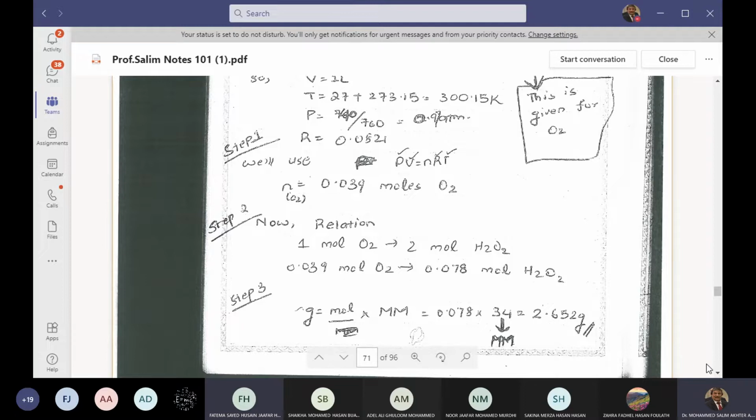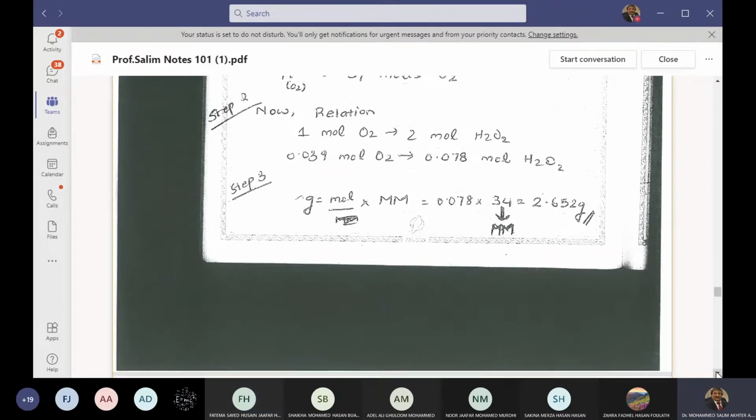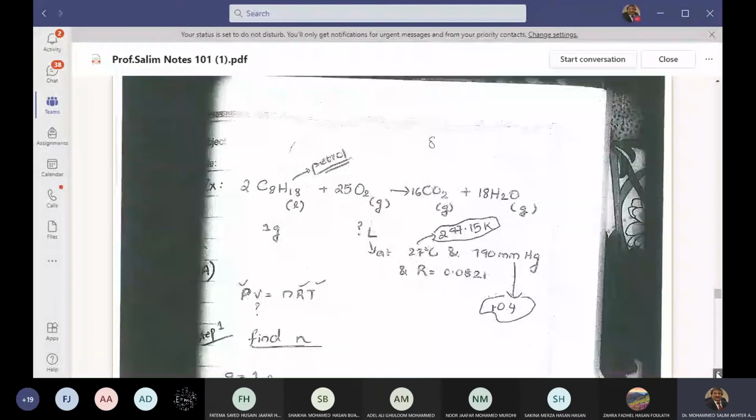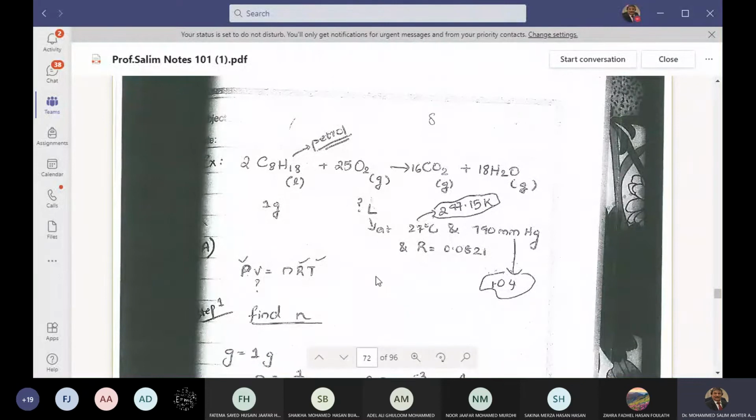Thank you so much. Now, my friend, is this a difficult example? No. I will do a similar example and see how it's the same thing. It involves a balanced gaseous equation and calculations. 2C8H18 plus 25O2 gives 16CO2 plus 18H2O gas.